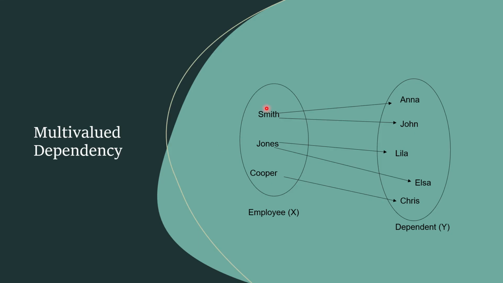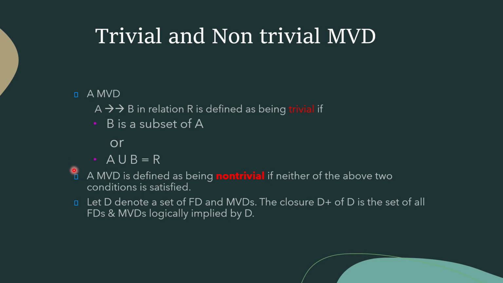So I will show you one example. This is also an example of multi-value dependency, because here we took only two attributes. The first one is employee and the second one is dependent. If you take Smith, he has two dependents. So multiple values are there in the second attribute. Jones also has two values in y, but Cooper has only one. So here also one value is related to more than one value in the other attribute set. So it is also a kind of multi-value dependency.